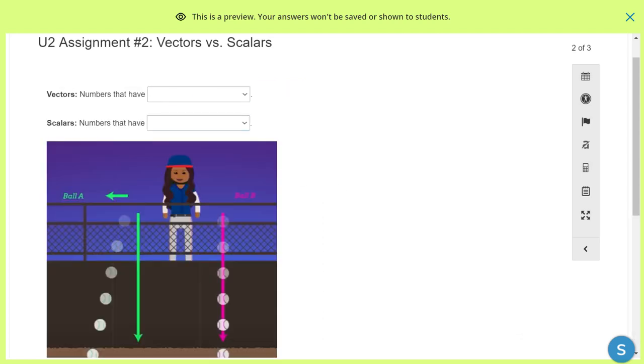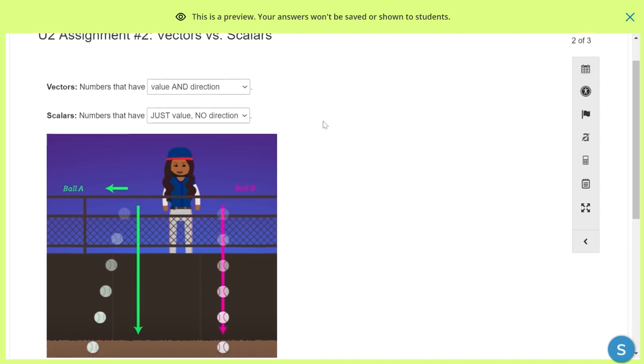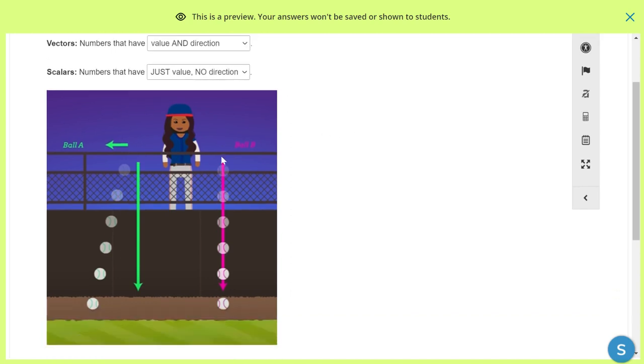Just as a review, vectors are numbers that have not just a value but also a direction. They have value and direction. Scalars are just numbers that have value, with no direction attached to them. It just depends on the scale of it. So we have these two balls falling here. One of them is going off to the left and also down, and one of them is just going straight down.